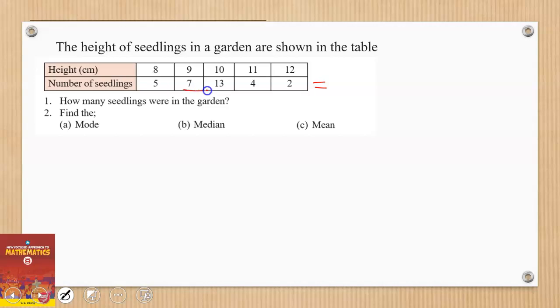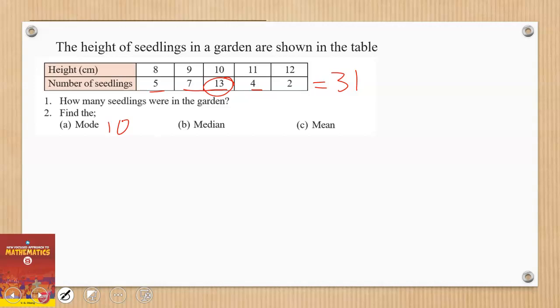Of course, if I add this and this, I'll get 20. And then 20 plus this will give us 25, 29, 31. So 31, that means the number of seedlings in the garden is 31. Now to find the mode, it is the highest frequency, which is 13. So the mode becomes 10. That is, the mode height becomes 10.